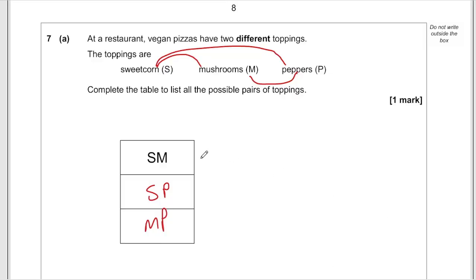Now if you listed down the other one, so you did mushroom and sweet corn, pepper and sweet corn, and pepper and mushroom, you're just repeating those particular ones. It's still going to be the same thing on the pizza, which is why there's only 2 extra boxes to fill in, so we don't need to do repeats.